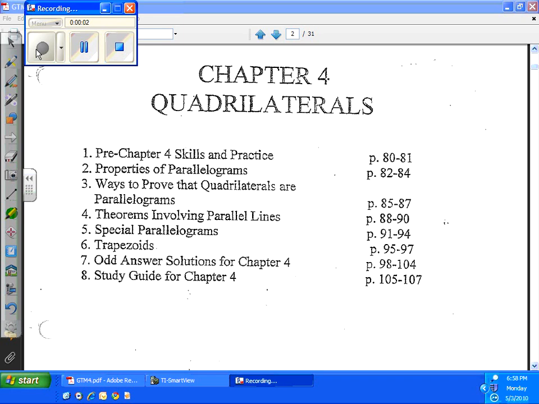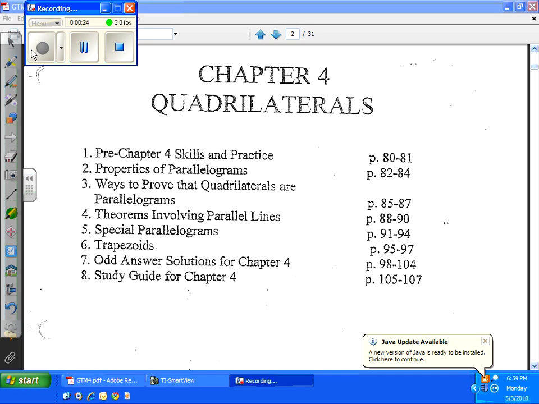We're beginning chapter 4, which is over quadrilaterals. So we're going to begin with pre-chapter 4, skills and practice, just kind of look over some algebra things before we begin. Properties of parallelograms, ways to prove that a quadrilateral is a parallelogram, Unit 4.3.